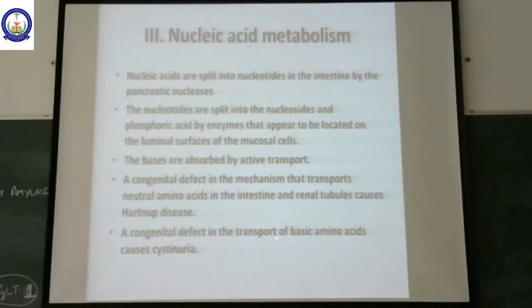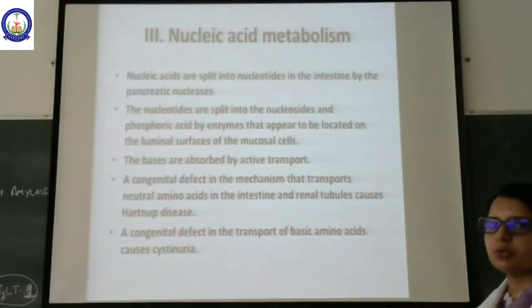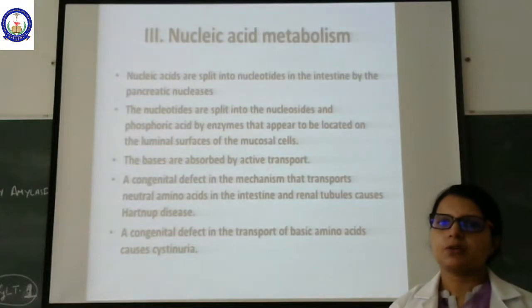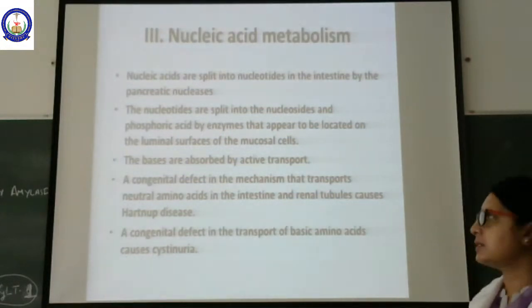And a congenital defect in the transport of basic amino acids is called cystinuria. Cystine is a basic amino acid. Okay, any defect in the absorption of basic amino acids is called cystinuria.